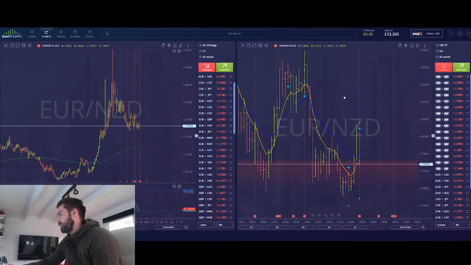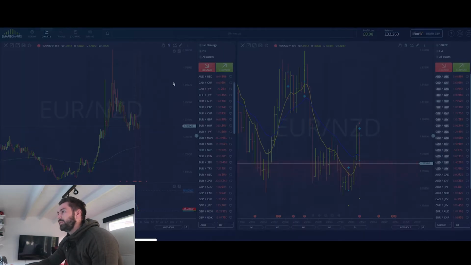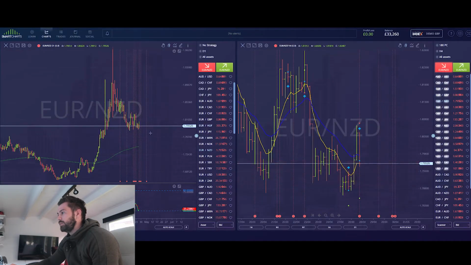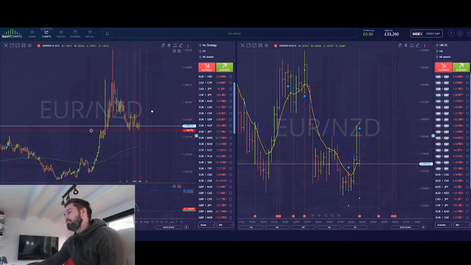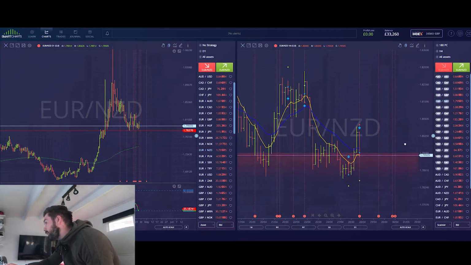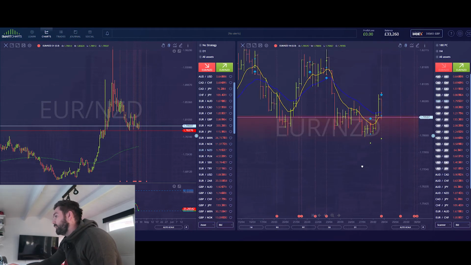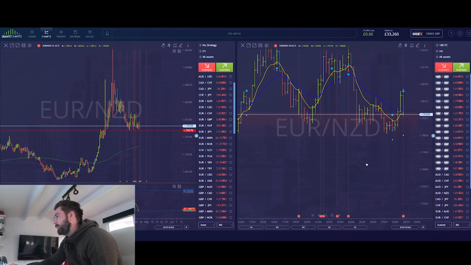Euro Kiwi, what's going on here? Okay, so on the daily it's not quite at the support line. I'll just show you here. Trend lines, horizontal. So this is our support line for the Kiwi. It's close. I mean, where is it going? Smart charts are saying it's a short, but the move has already happened on a 4-hour chart, so I won't be placing this.